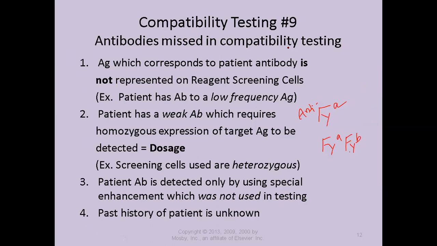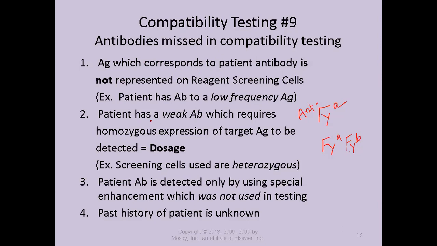So when are antibodies missed in compatibility testing? I talked a little bit about this already. The antigen, which corresponds to the patient antibody, is not represented on our antibody screening cells. This was the example I gave before: the patient has an antibody to a low frequency antigen like an anti-Cw, so we don't know that they have this antibody because they had a negative antibody screen.